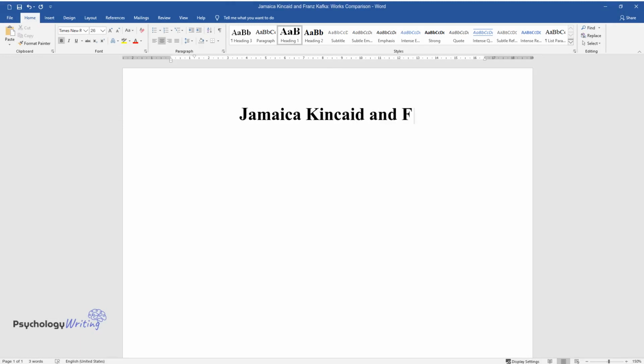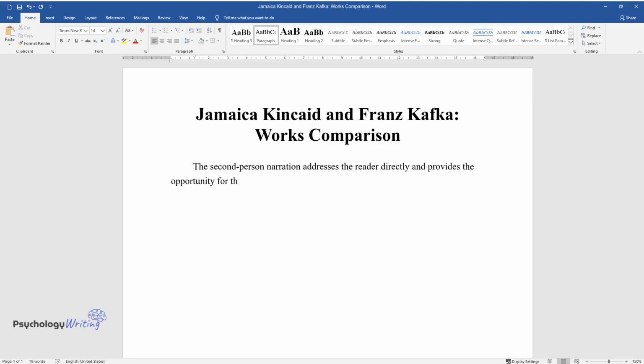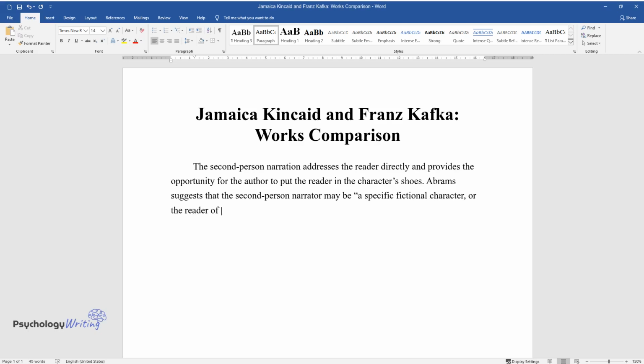Jamaica Kincaid and Franz Kafka, Works Comparison. The second-person narration addresses the reader directly and provides the opportunity for the author to put the reader in the character's shoes. Abrams suggests that the second-person narrator may be a specific fictional character, or the reader of the story, or even the narrator himself or herself.